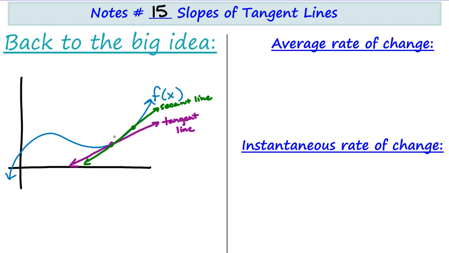So today what we're going to do is find out how to use calculus to find the exact answer, as opposed to just fiddling with numbers and getting an answer that's close to what we think it's supposed to be. So remember, the average rate of change is going to be the slope of the secant line. And the instantaneous rate of change is the slope of the tangent line. That's what we're going for.